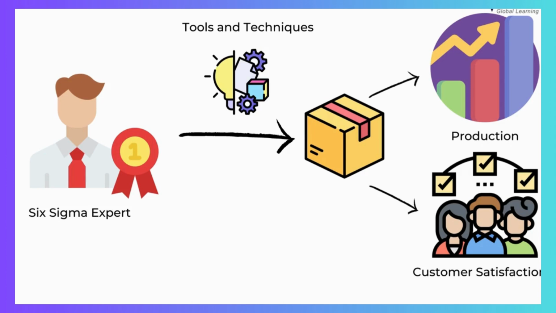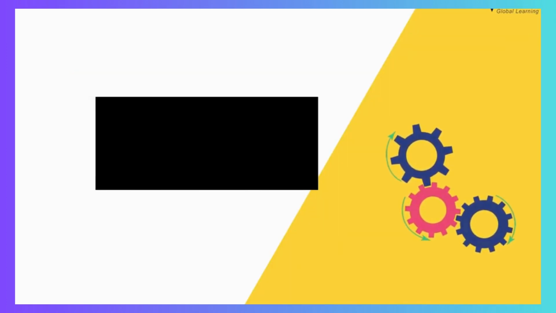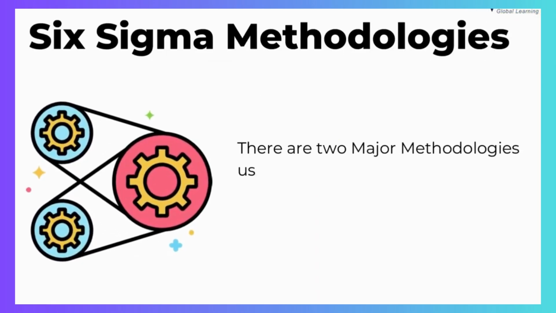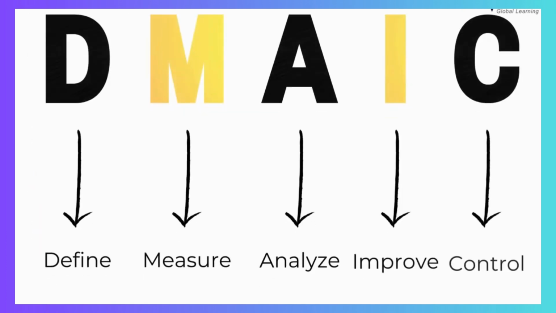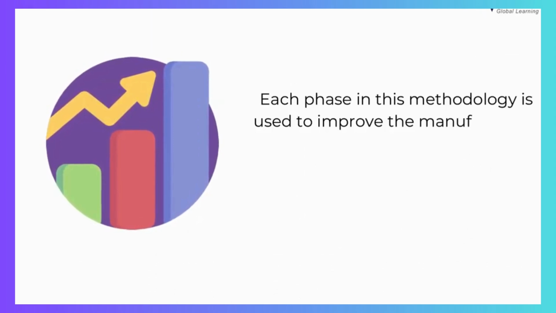A few methodologies are used in Six Sigma, so let us discuss the Six Sigma methodologies in detail. There are two major methodologies used in Six Sigma. They are DMAIC and DMADV. Now, let us understand the abbreviations of these methodologies. DMAIC: D stands for define, M stands for measure, A stands for analyze, I stands for improve, C stands for control. Each phase in this methodology is used to improve the manufacturing process.